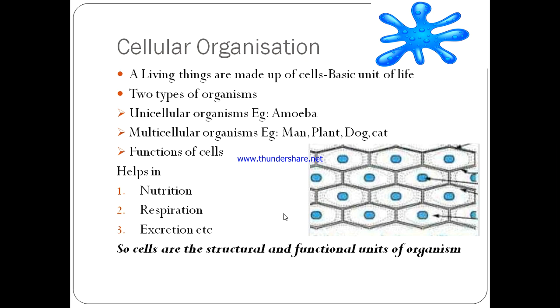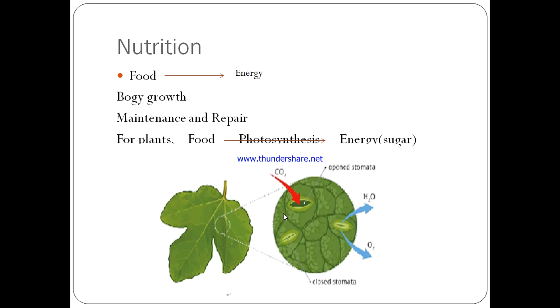These cells carry out various functions, that is nutrition, respiration, excretion. They are called the structural and functional unit of organisms because they are responsible for many processes like nutrition, respiration, excretion, etc. We can study them one by one. Nutrition. Food is required by all living things. Food provides us energy. Food also helps in body growth as well as maintenance and repair. Without food, living things cannot live.